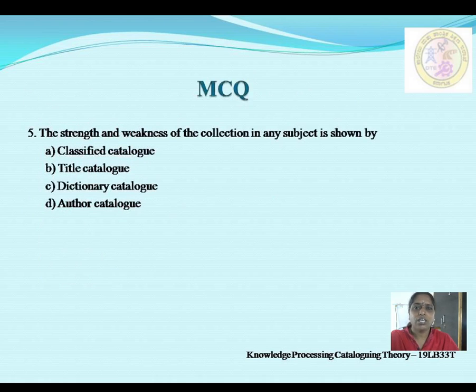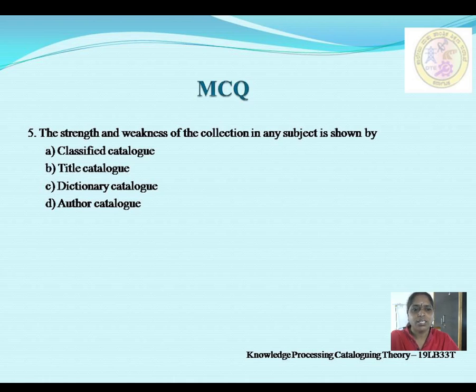The strength and weakness of the collection in any subject is shown by: classified catalog, title catalog, dictionary catalog, author catalog. ಯಾವುದು ಸ್ಟ್ರೆಂತ್ ಆ್ಯಂಡ್ ವೀಕ್ನೆಸ್ ಹೇಳೋದು? ಎಸ್, ಇಟ್ ಈಸ್ ಕ್ಲಾಸಿಫೈಡ್ ಕ್ಯಾಟಲಾಗ್. ಸೊ ಲೈಬ್ರರಿಯಲ್ಲಿ ಕಲೆಕ್ಷನ್ದು ಸ್ಟ್ರೆಂತ್ ಏನು, ವೀಕ್ನೆಸ್ ಏನು ಅಂತ ನಮಗೆ ಈಸಿಯಾಗಿ ಗೊತ್ತಾಗಬೇಕು ಅಂದರೆ ಕ್ಲಾಸಿಫೈಡ್ ಕ್ಯಾಟಲಾಗ್ ಹೆಲ್ಪನ್ನು ನಾವು ತಗೋಬಹುದು.